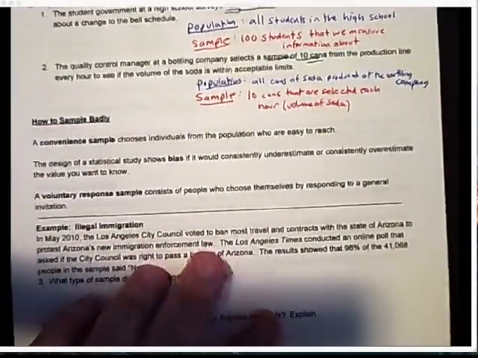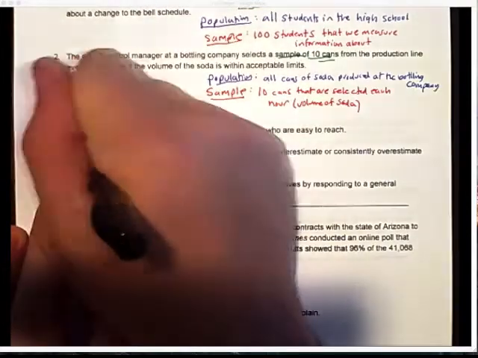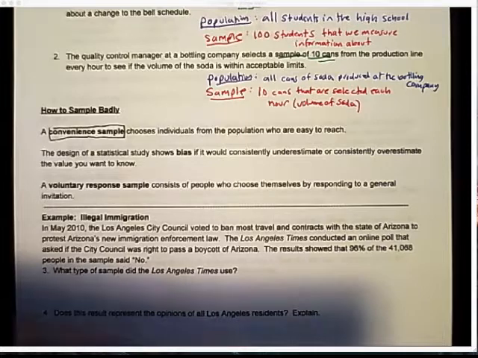So the next part of the text kind of goes over some things that you shouldn't do when you're taking samples. So there's a certain type of sample called a convenience sample. Okay, it chooses individuals from the population who are easy to reach. So for instance, if you go down the street and you want to know how all Americans feel about a certain topic, maybe it's politics, for a convenience sample maybe you just go out and ask the first 10 people that you meet or the first 100 people you meet. That's called a convenience sample.